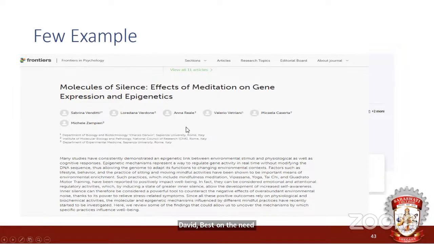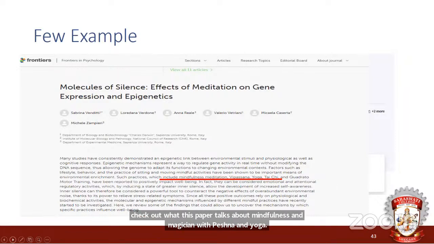These are the recent papers. It is published in Frontiers in Psychology, again one of the top 10 journals in the world in the field, right? And they have identified it through practical training and scientific experiments. So check out what this paper talks about: mindfulness, meditation, vipassana, yoga, tai chi. Tai chi is the technique which we probably practice in traditional medicine.